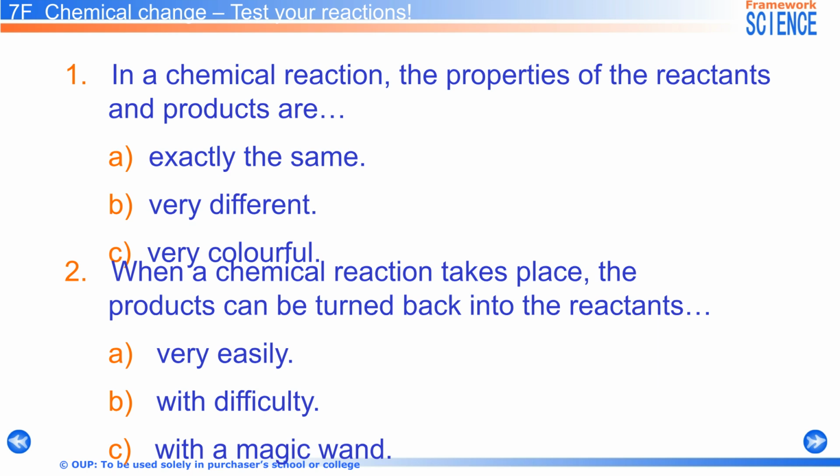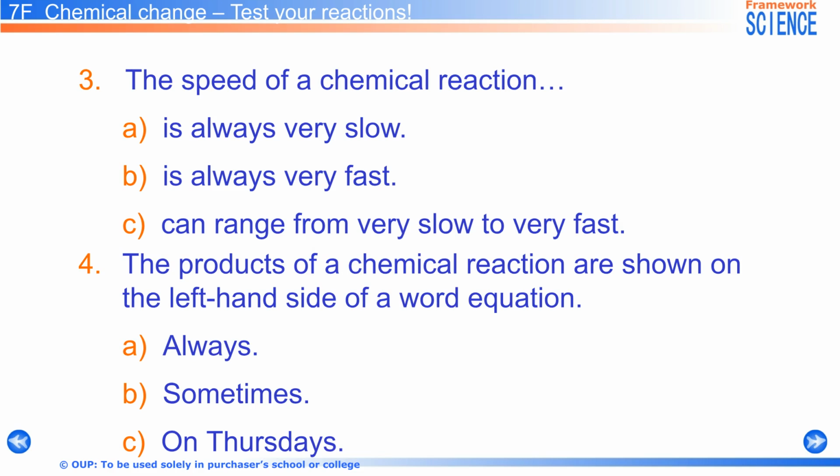Let's test your knowledge. First, in a chemical reaction, are the properties of the reactants and products exactly the same, very different, or very colorful? Second, when a chemical reaction takes place, can the products be turned back into the reactants very easily, with difficulty, or with a magic wand? Next, the speed of a chemical reaction is always very slow, always very fast, or can range from very slow to very fast. Finally, the products of a chemical reaction are shown on the left-hand side of a word equation, always, sometimes, or on Thursdays.